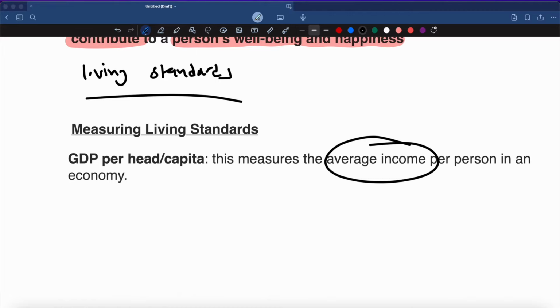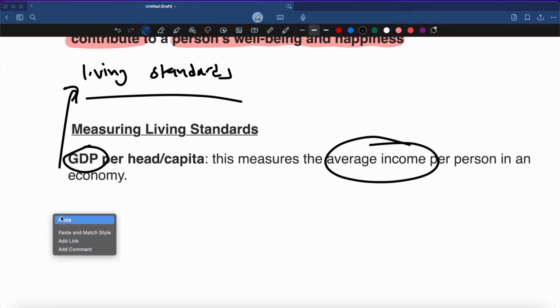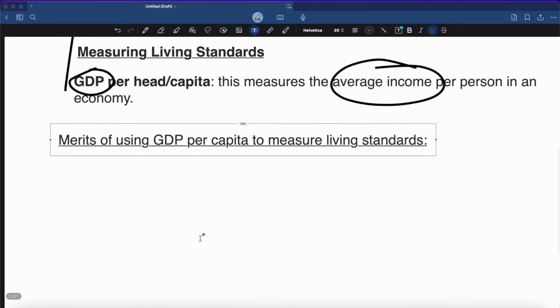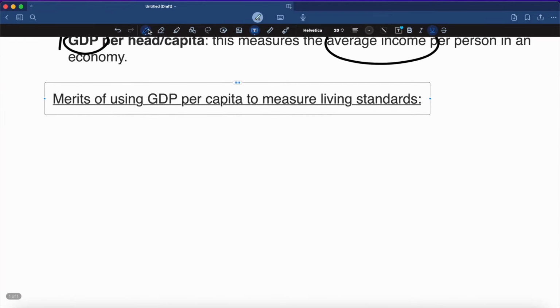Now, what's the use of GDP per capita? Why do we use GDP per capita to measure living standards? Because how can we relate GDP with living standards, right? How can we relate these two together? Let's answer that. So this part is now the merits of using GDP per capita to measure these living standards. Let's start with the first one.